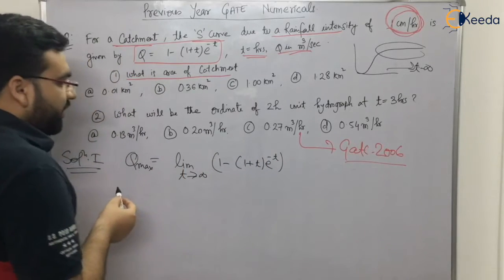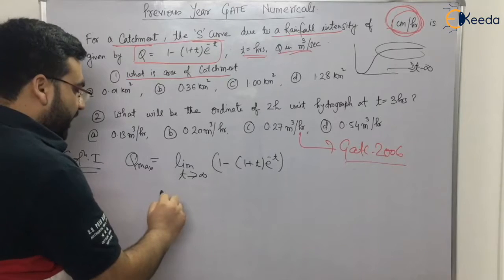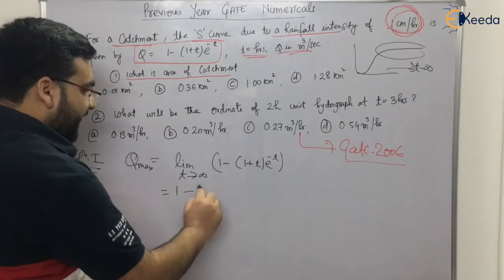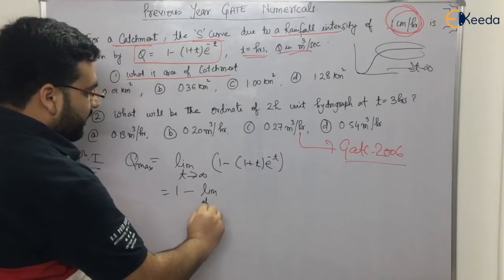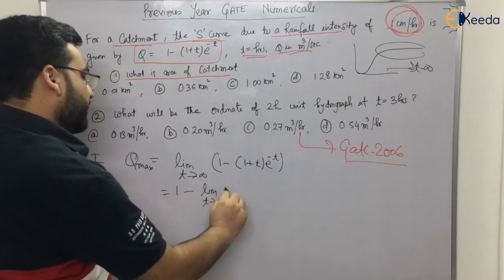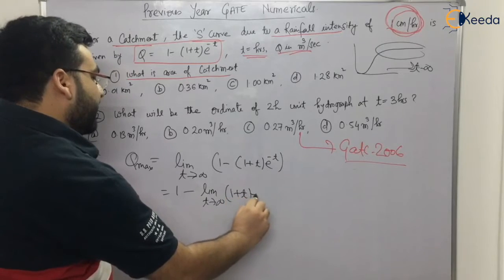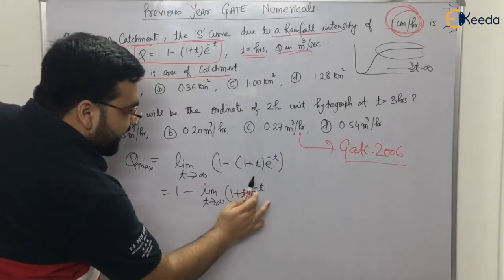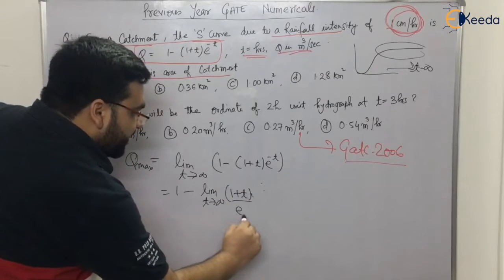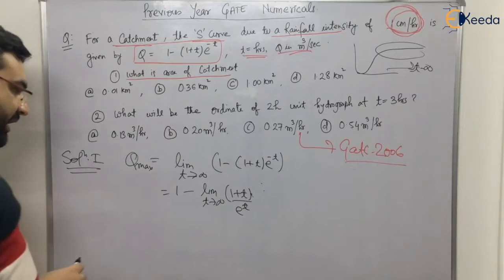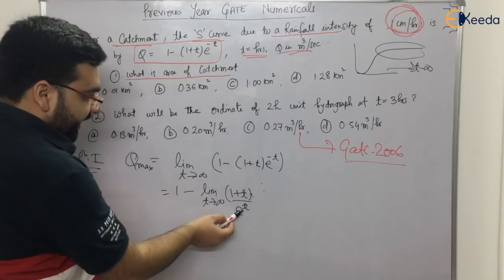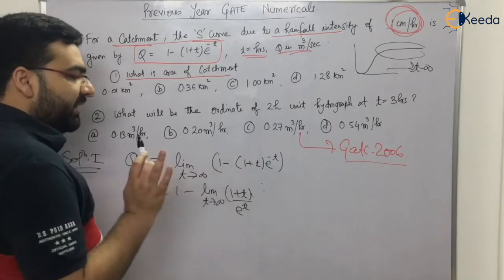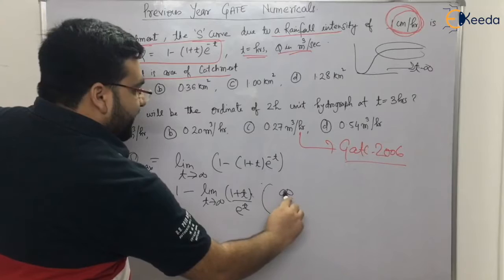There is no T in the first term, so I will take 1 here, minus limit T tends to infinity of (1 plus T) e raised to power minus T. Or I can also write it as (1 plus T) in the numerator and e raised to power T in the denominator, one and the same thing. Now if I put infinity, e raised to power infinity will be infinity, and 1 plus infinity will be infinity. So this is an infinity by infinity form.